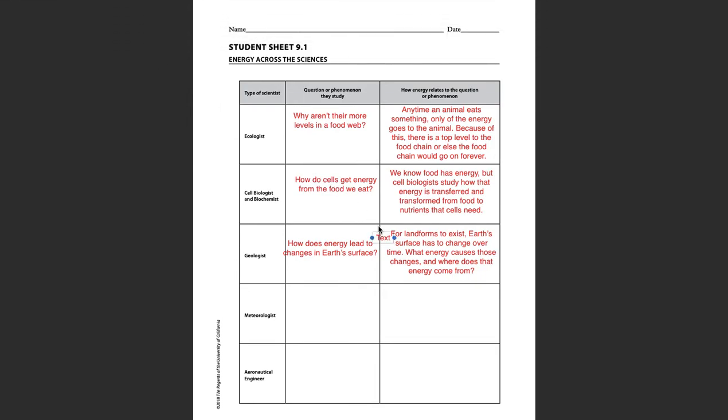All right, moving on to the fourth section, meteorologist. You should have been able to find, as far as the question, why is the frequency and severity of hurricanes increasing? Hopefully through the text, you were able to summarize and discover that energy from the sun causes the oceans to heat, the thermal energy, and this thermal energy causes weather like hurricanes.